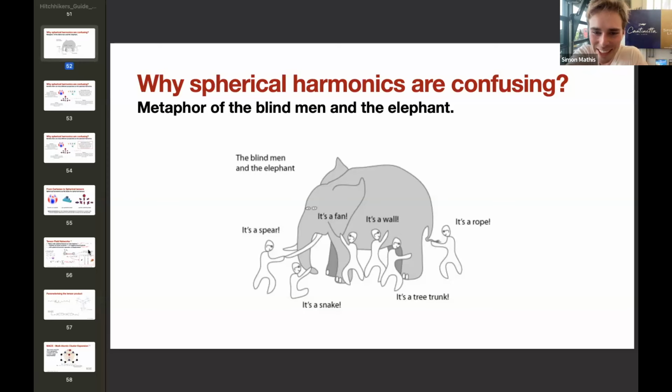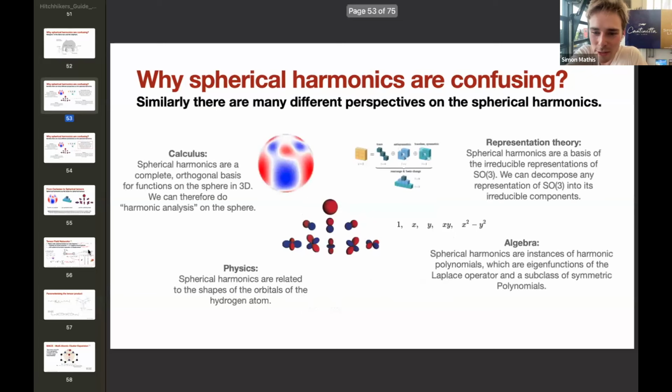And in the next slide, you can see this metaphor playing out for spherical harmonics. And I think this is one of the main reasons for confusion for newcomers in the field, that there are a lot of different perspectives on spherical harmonics. There's this perspective from calculus, which tells you spherical harmonics are a complete orthogonal basis of all functions on the sphere. So you can do essentially Fourier theory on a sphere.